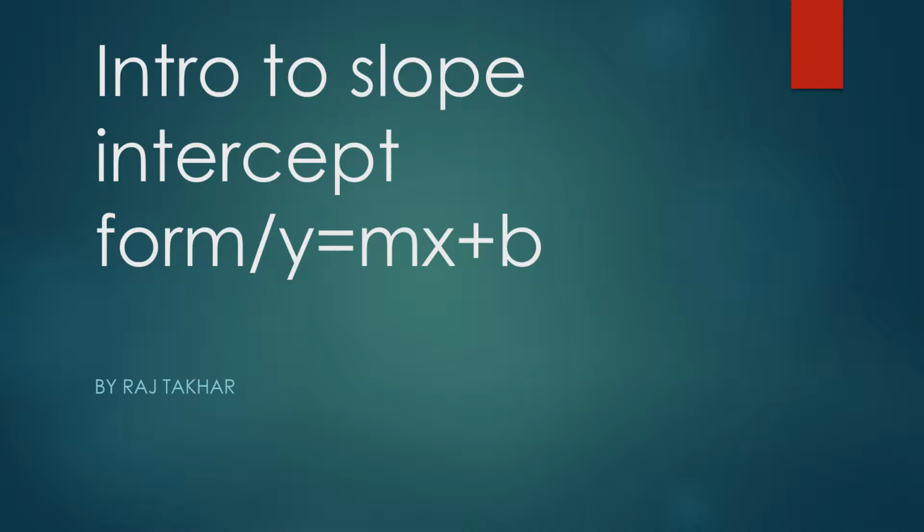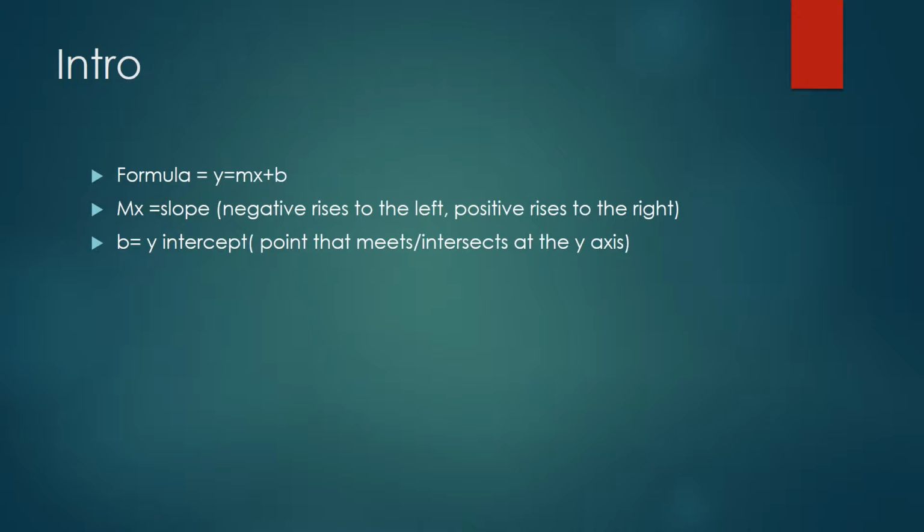Slope-intercept form, or in other words, y equals mx plus b. Now let's start off with a quick intro. The formula is always going to be y equals mx plus b. The mx in this case equals the slope. Remember that a negative slope rises to the left and a positive slope rises to the right. The b in y equals mx plus b is the y-intercept, the point that intersects the y-axis.